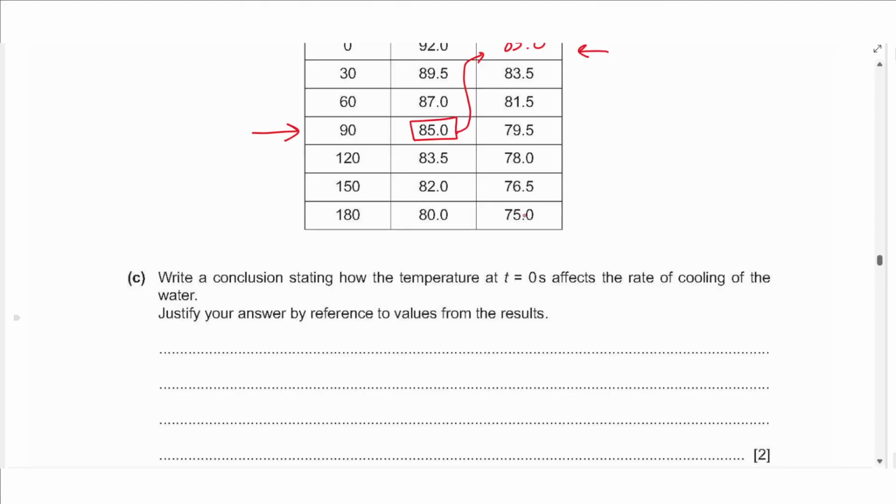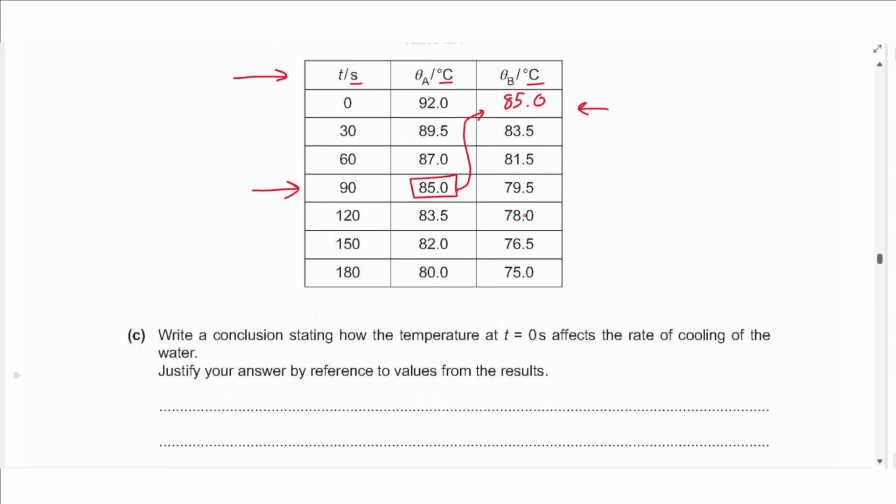Then question C says, write a conclusion stating how temperature at t equals 0 seconds affects the rate of cooling of the water. Justify your answer by reference to the values from the results. So at time 0, A started from 92 degrees Celsius and B started from 85 degrees Celsius. And they both took 180 seconds. So to judge the rate of cooling, we need to subtract the initial and final temperatures of each experiment to know which one cooled faster.